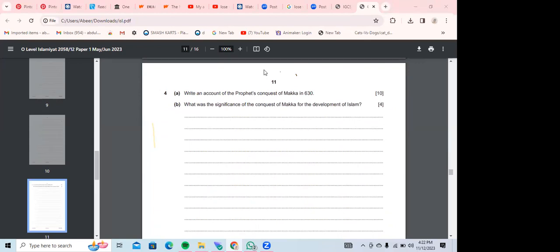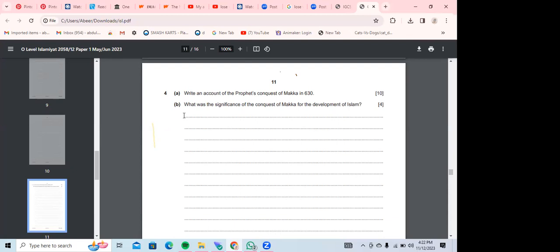Is there a max limit to how much you can write? There is not a strict limit, but if you have time, you can add a lot of details. But if your time is short, you just have to write the main thing. For example, if you have a lot of time, fast writing speed, and you're writing neatly, of course, you can write a lot of information.